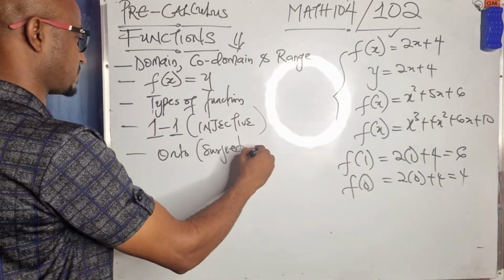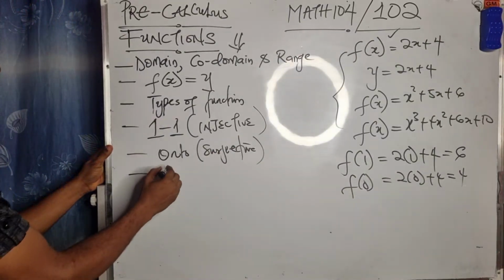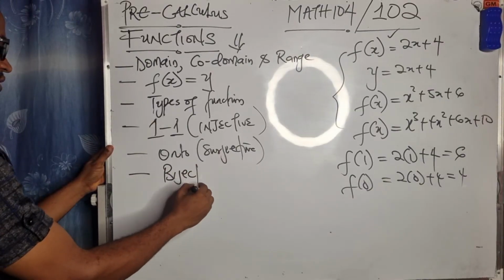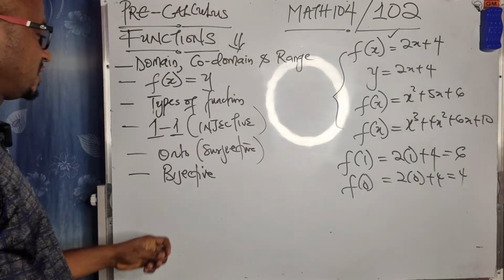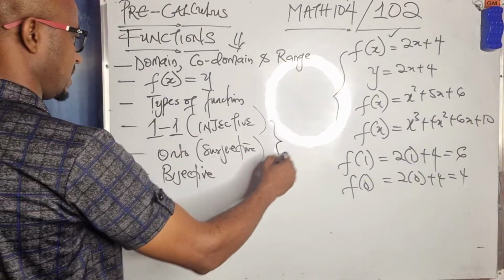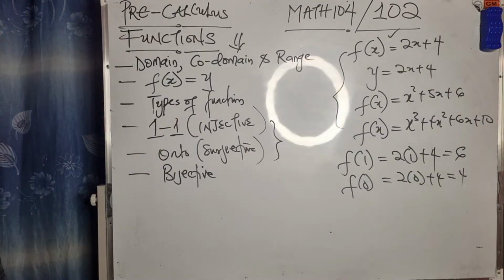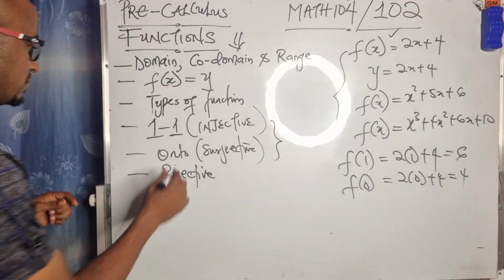Surjective. We have what we call the bijective, when a function is both. Bijective means when the function is both injective and surjective. All of this we discussed yesterday. You can always go back to my class.